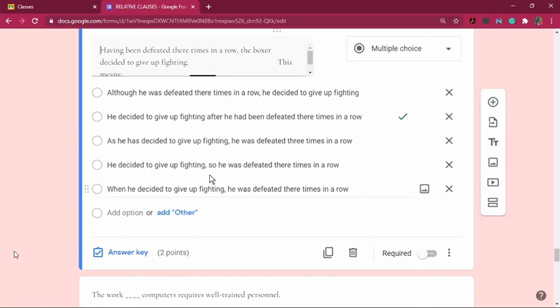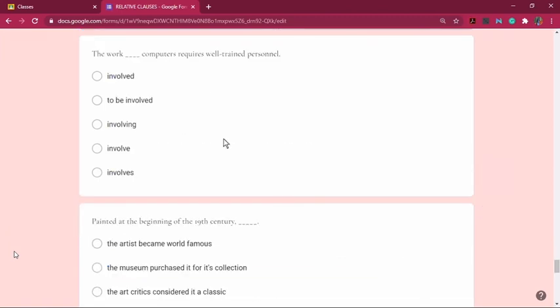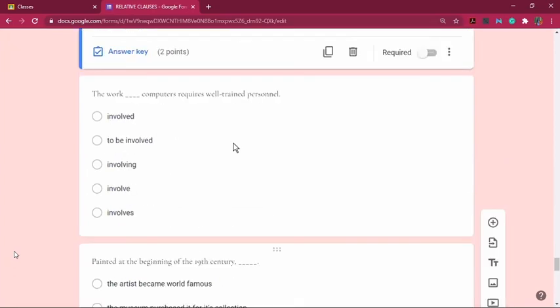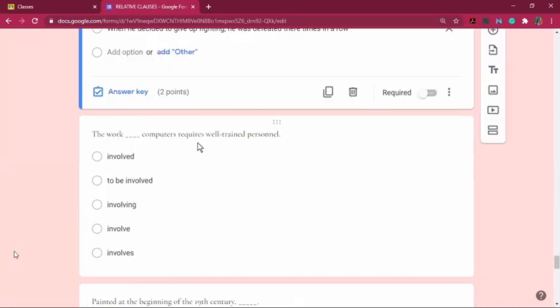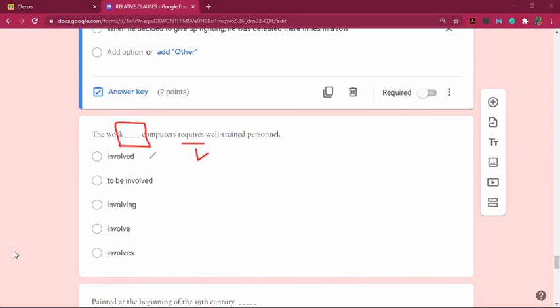The work blah blah blah computers requires well-trained personnel. In this sentence, it's clear that it has requires as a verb. So here is part of a relative clause, something that is which involve. Which involve means subject, so we have to say involving. So the work involving computers requires well-trained personnel.